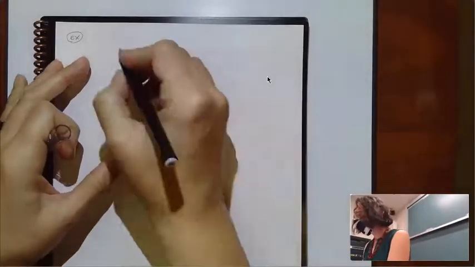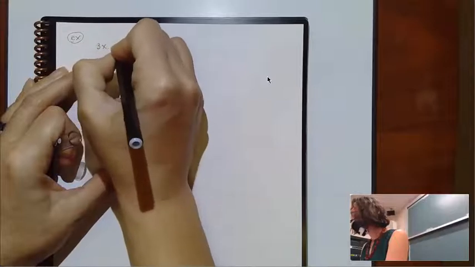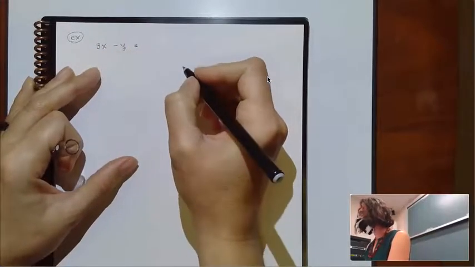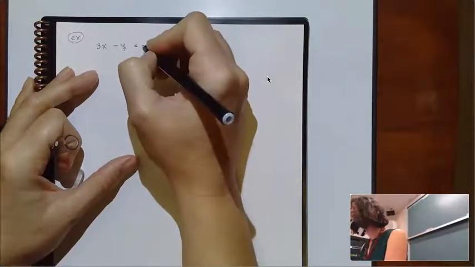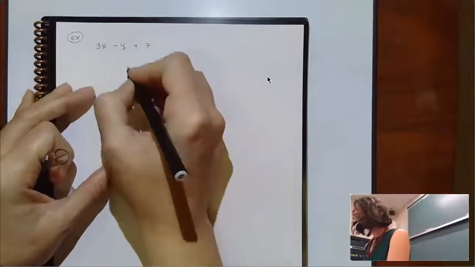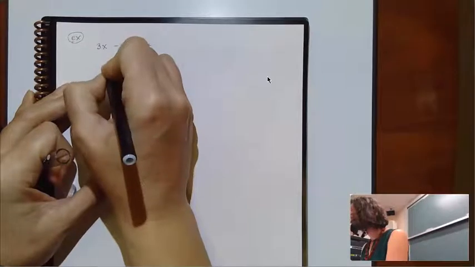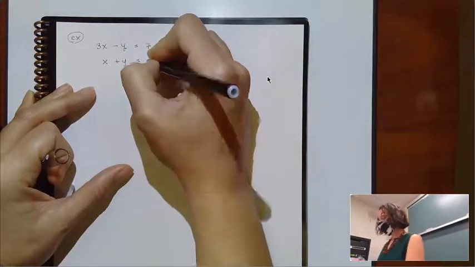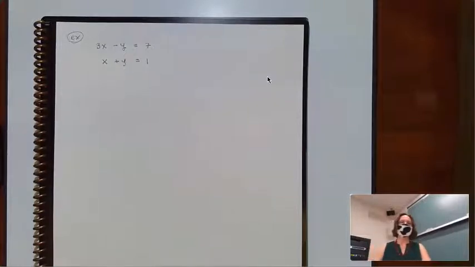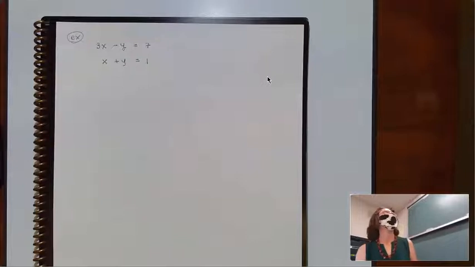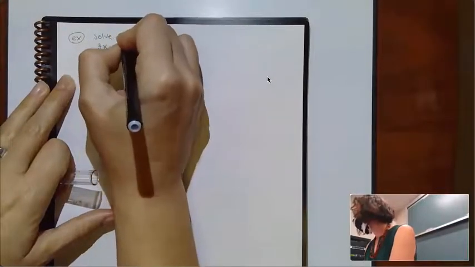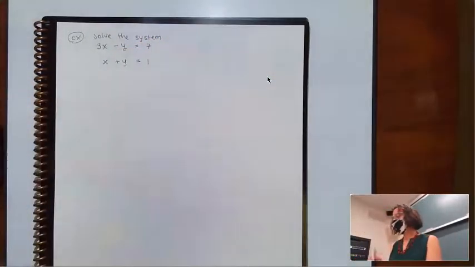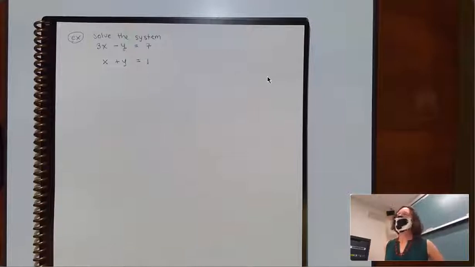So let's say that I've got 3x minus y equal to 7, and x plus y is equal to 1. If my instructions are to solve the system, I'm probably not going to graph those unless I have been explicitly told that I need to graph them.